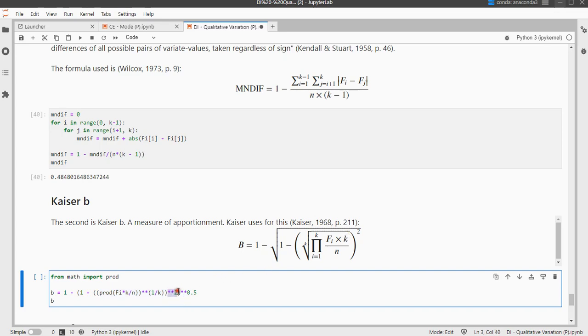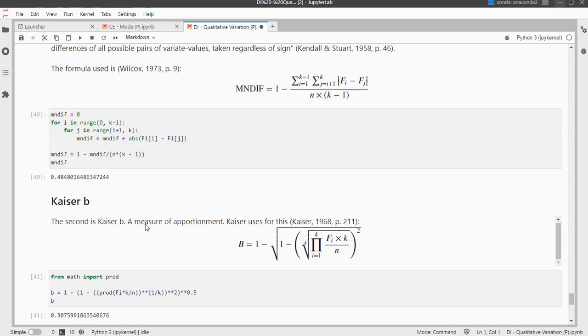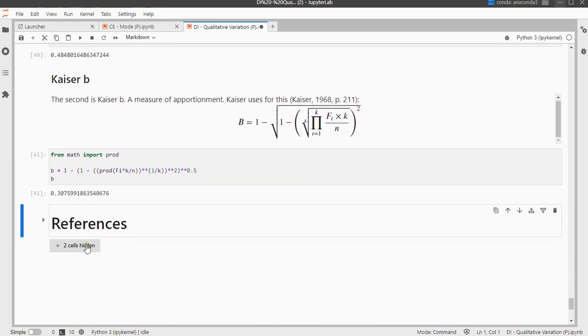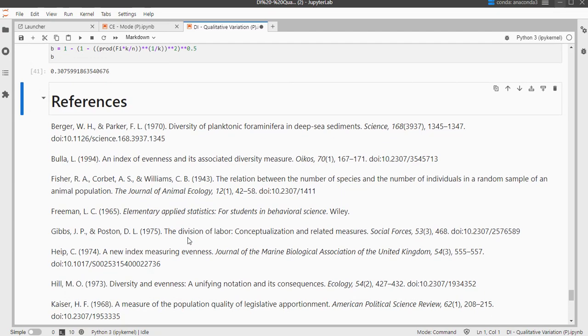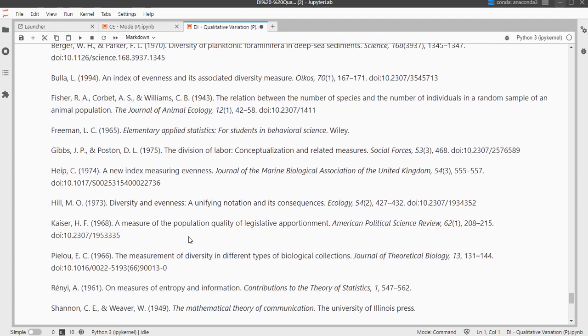Then we square those results. As you can see, we need that square over here. We have a 1 minus, and then there's a big square root again. So we raise it to the power of a half, and then a 1 minus in front of that again. Alright, and that is how you can roughly determine about 25 different measures of quantitative variation with Python.